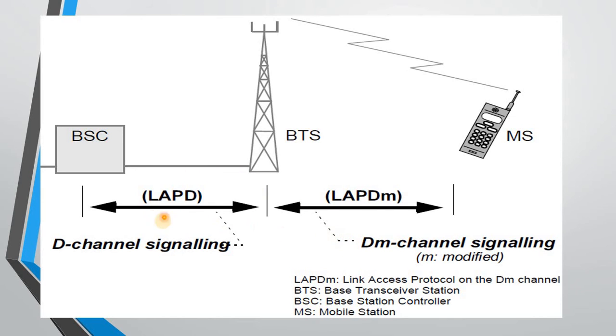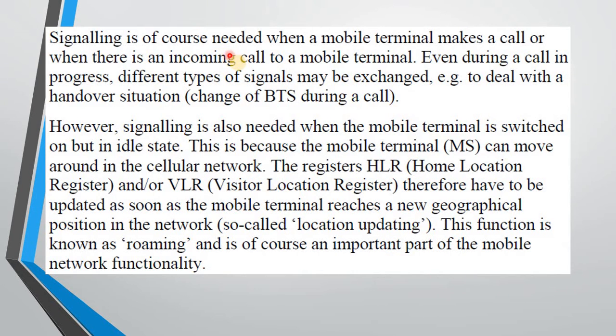The wired interface between the BTS and the BSC is called the simple D channel signaling, while on the air interface it is called the LAPDm, which is the modified link access protocol on the Dm channel. So here also the digital signaling is happening between the MS and the network. Signaling is of course needed when a mobile terminal makes a call.